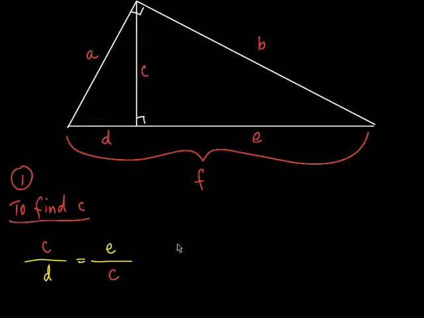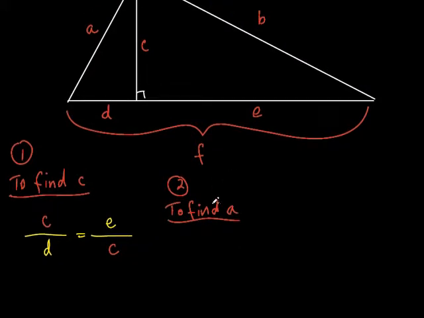All right, so that was the first one. How many different things am I going to do here? Three of them. So that's the first one. This is the second one. And we're going to find A.